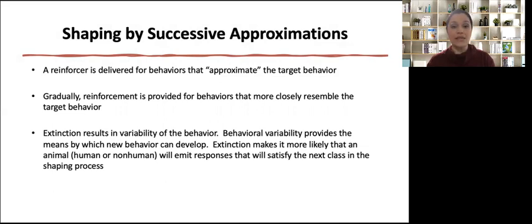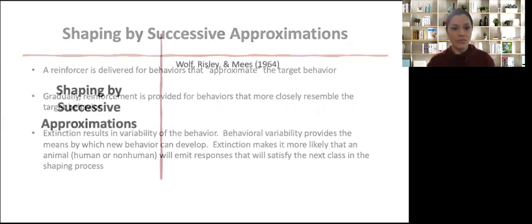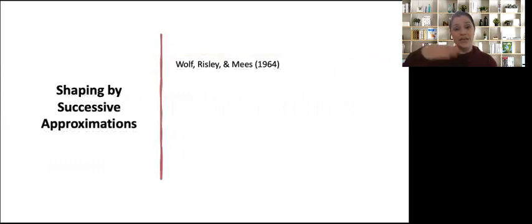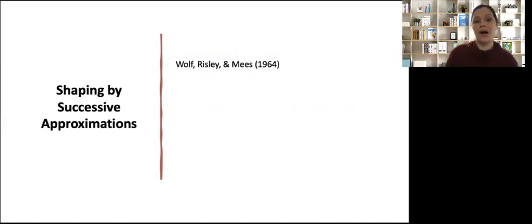So as part of her extinction burst, she engaged in a number of other behaviors. One of them was she accidentally touched the chain, and that's when we reinforced it. So then she learned she had to actually touch the chain, right? And you keep moving on in those approximations until they engage in the target or the final behavior that you want them to engage in, which for our rat was pulling the chain with both paws.